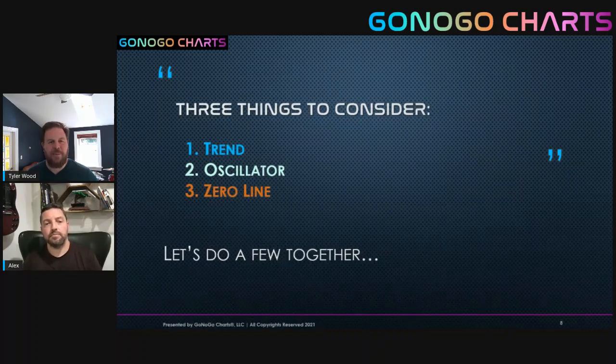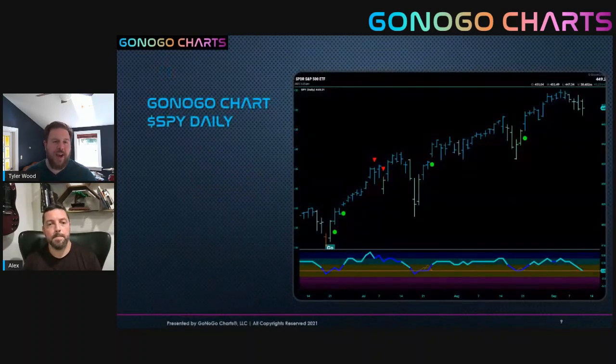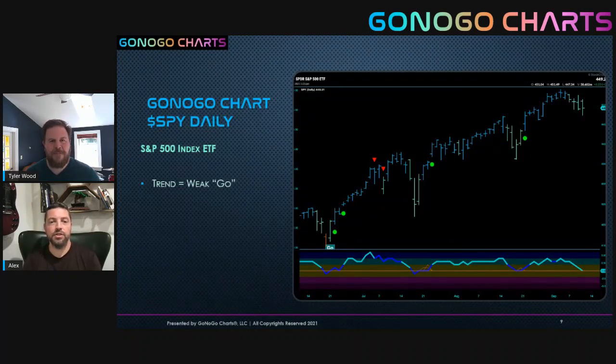Well, let's do an example together. If we're just looking at U.S. equity markets, this is the SPY, an ETF of the S&P 500 index. Yeah, let's do it together, Alex. 1, 2, 3. So here's how easy it is. What's the trend? Well, we can see by looking at this that the trend is a go, but it's the weaker aqua color, meaning that it's corrected a little bit. It's come off its high.